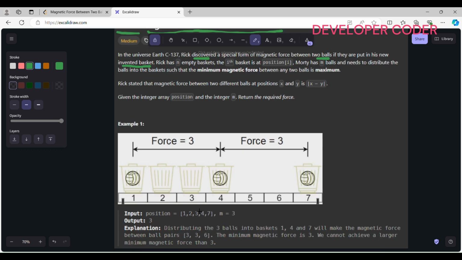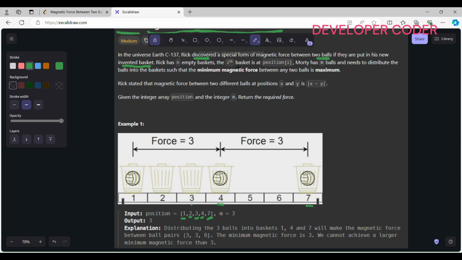So see, this is a position array given to us, right? So this basket is at position 1, this basket is at position 2, this basket is at position 3, this basket is at position 4, and this basket is at position 7. Okay, so Rick has n empty baskets.